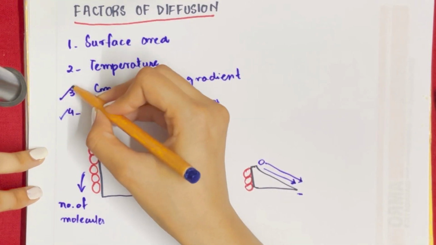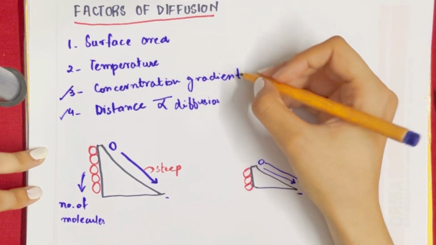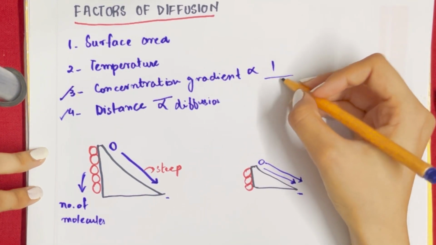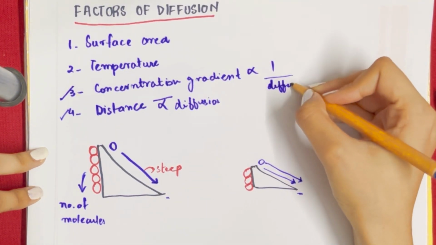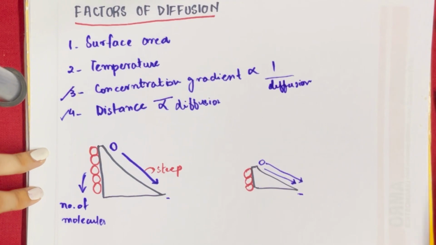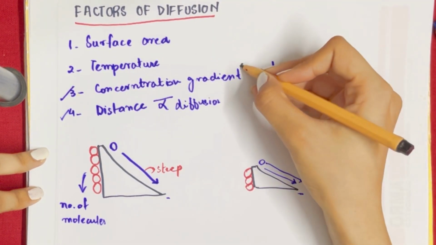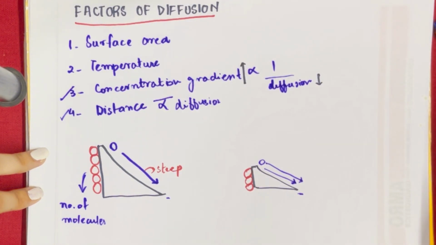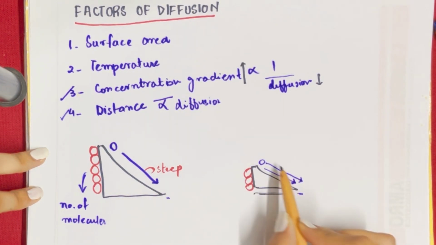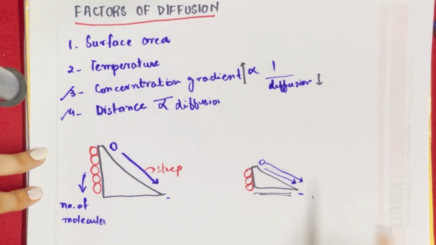Similar goes with the concentration gradient. The concentration gradient is also inversely proportional to the diffusion. And what does inversely proportional mean? It means the rate of diffusion will decrease with the increase in the concentration gradient. Since the concentration gradient means how steep the slope is, this slope is more steep, that means the concentration gradient will be less. And in this diagram, since it is less steep, the concentration gradient will be more.